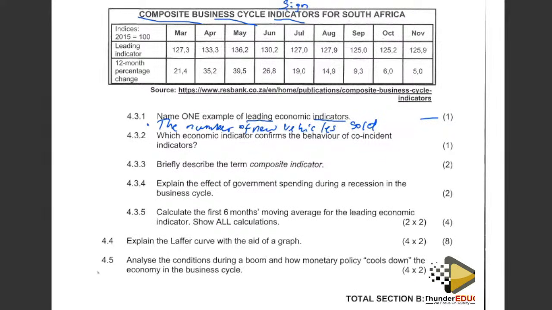4.3.2. So 4.3.2, it reads as follows. Which economic indicator confirms the behavior of a coincident indicator? What is this coincident indicator? This is the indicator, or this is the sign that changes together with the economy. When the economy changes, also this sign or this indicator as well changes.